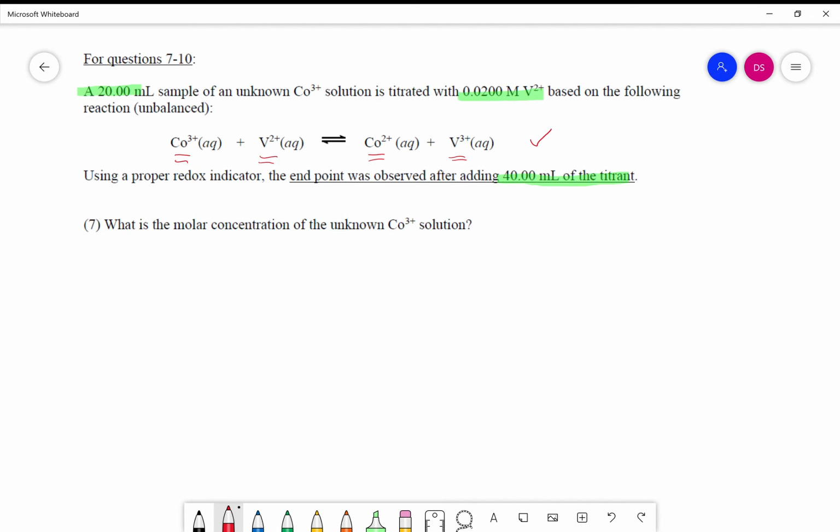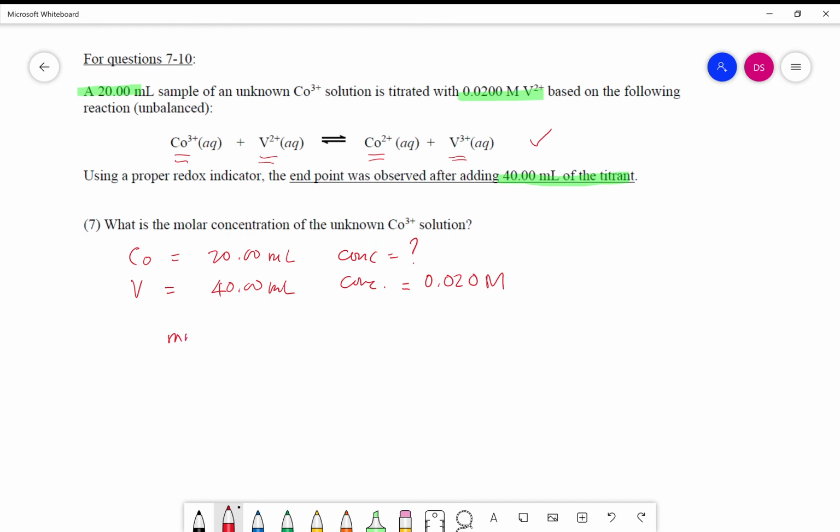So to answer the question, what is the molar concentration of the unknown cobalt solution? So your cobalt is actually 20.00 ml, and concentration is unknown. Your vanadium is 40 ml in the endpoint, and concentration is 0.020 molar. Because there's 1:1 mole ratio, you can actually do the calculation very quickly.